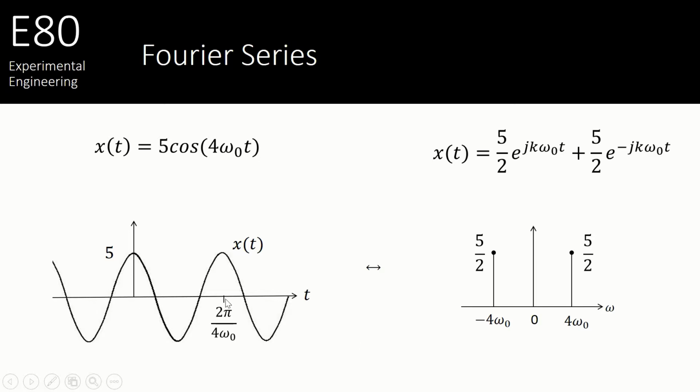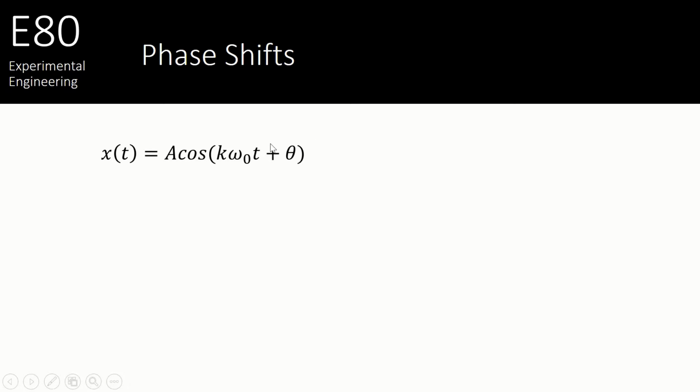I sort of skipped over the fact that one period of this sinusoid should be 2 pi over the frequency of it. In this case, it's 4 omega naught. Make sure that makes sense to you. Cosines can also have a phase shift. This is pretty important. In fact, there are 3 different things that actually characterize the cosine: the phase, the frequency, and the amplitude. We just talked about the amplitude and frequency, and we saw how those showed up in our frequency domain stem plots. Let's see how the phase comes into play.